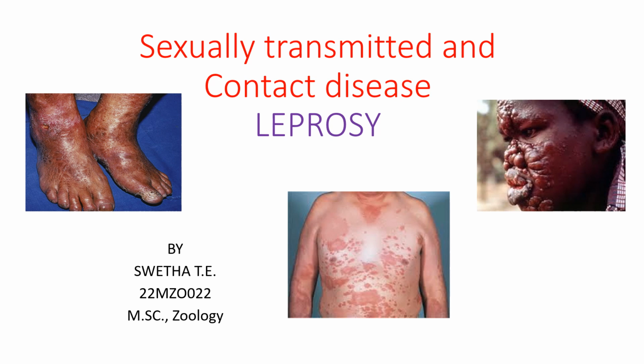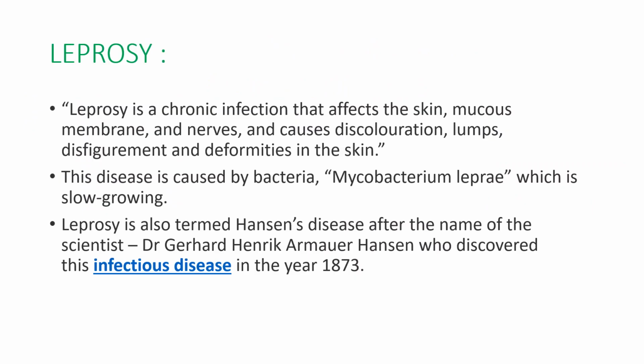Welcome. Let us discuss sexually transmitted and contact disease, that is, leprosy. Leprosy is a chronic infection that affects the skin, mucous membrane, and nerves and causes discoloration, lumps, disfigurement, and deformities in the skin. This disease is caused by the bacteria called Mycobacterium leprae, which is slow growing.